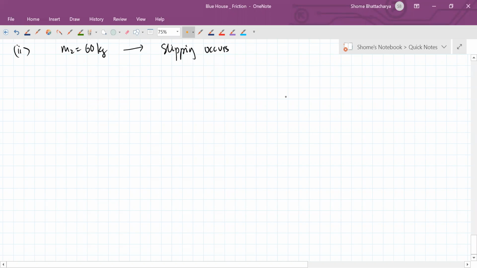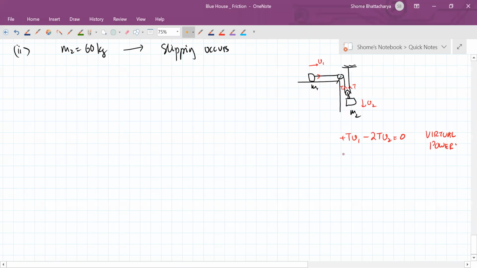Now you have to understand all the constraint relations and everything. So first of all, you have to understand here that on this block T is acting. If it has a velocity v1 at any point of time, the power delivered by tension is plus T v1 here, and here it is minus 2T v2. So this should be 0. This is our virtual power equation. Okay. So v1 has to be twice of v2. So a1 has to be twice of a2.